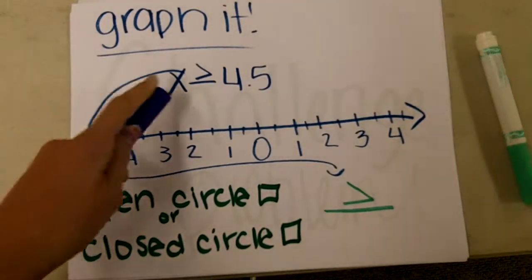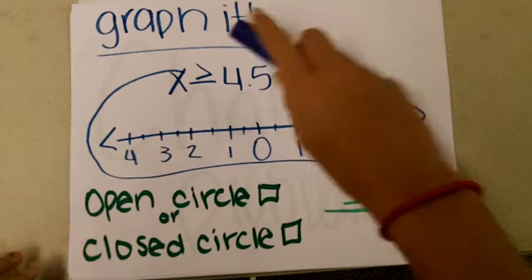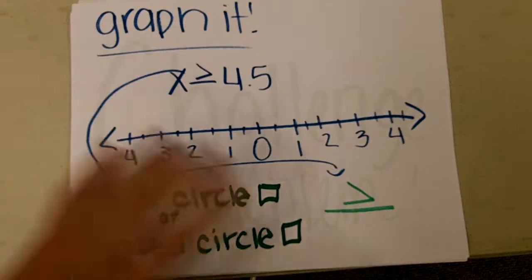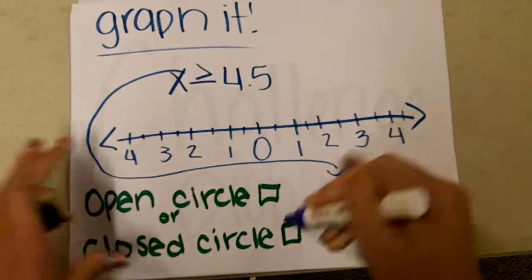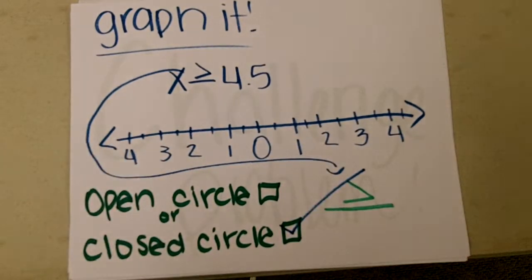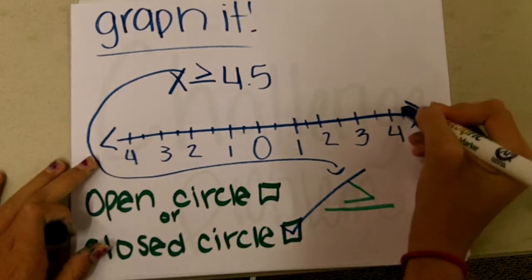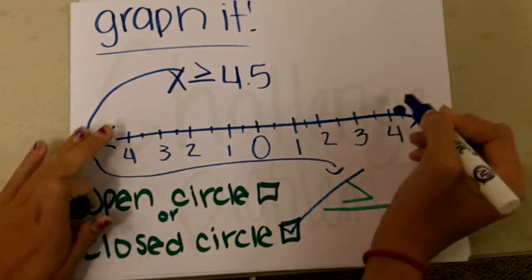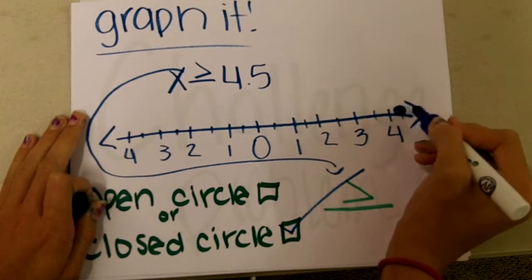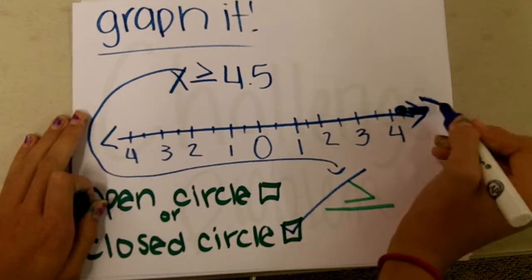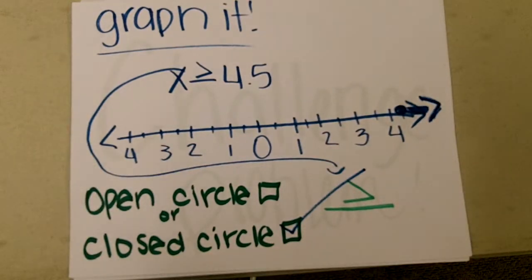Since it's a greater than or equal to sign, it would make it a closed circle. So 4.5 is right here, closed circle, and x is greater than it, so it goes that way.